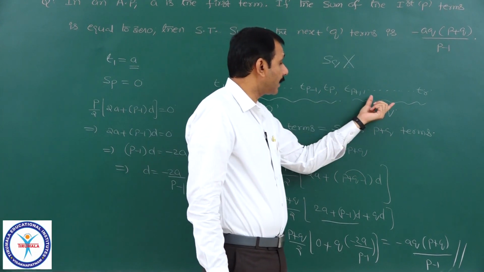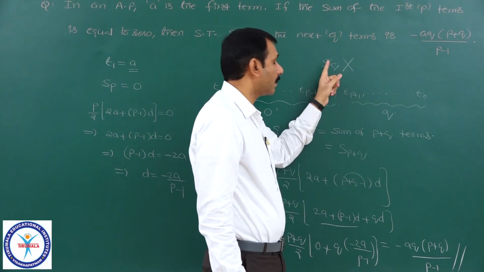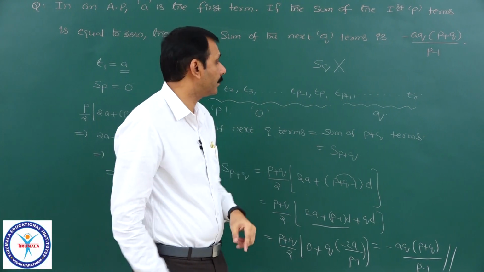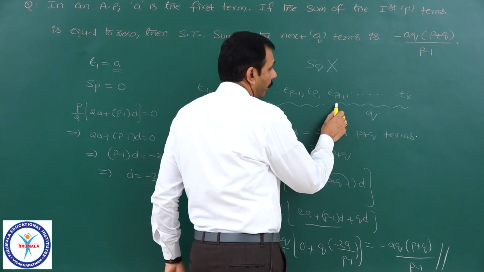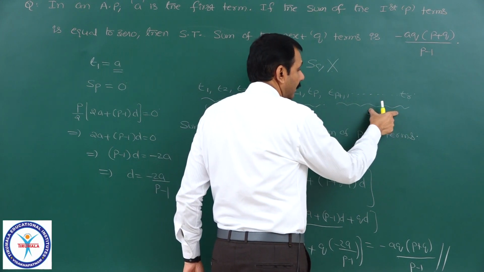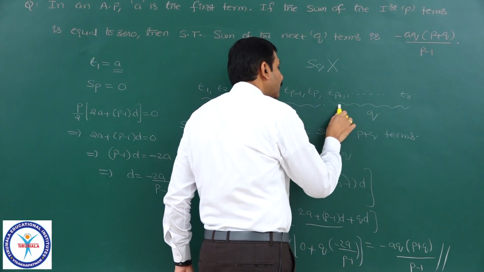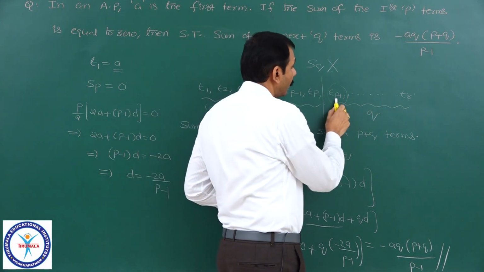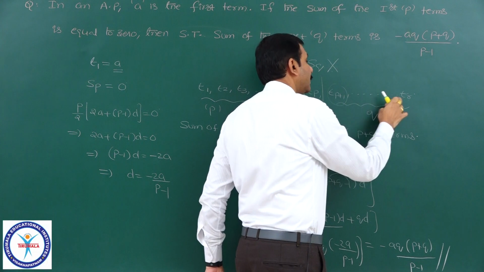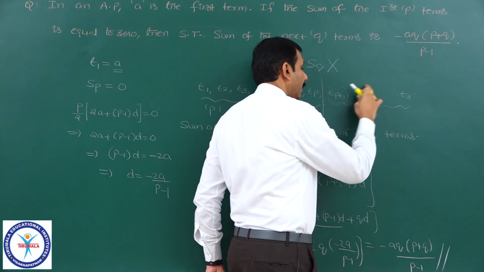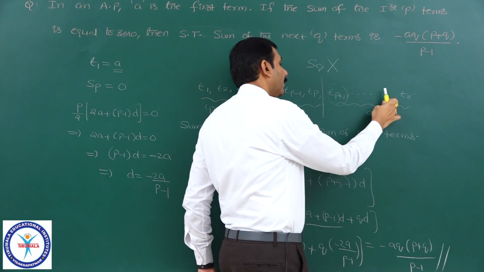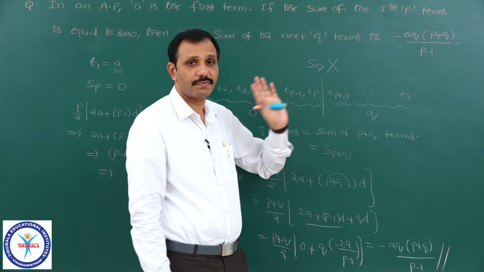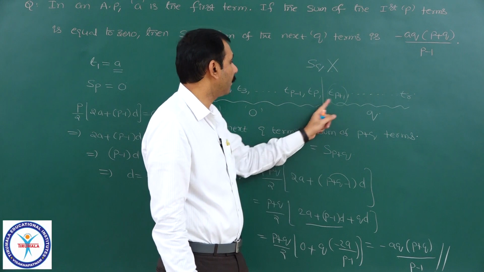Sum of next q terms means it is not Sq. Sq means sum of first q terms. Of course, if you want to find these terms, you must know the first term. Therefore, from here onwards, for this sequence I can say Sq denotes the sum of first q terms, which is nothing but the next q terms of this one we can write.